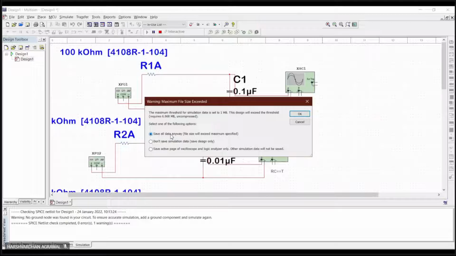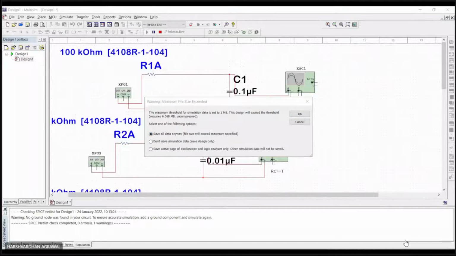Harshvardhan, what is your roll number? Ma'am, it is BTEC 10007. Okay, okay.